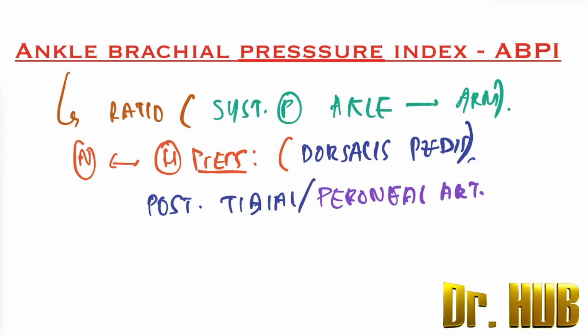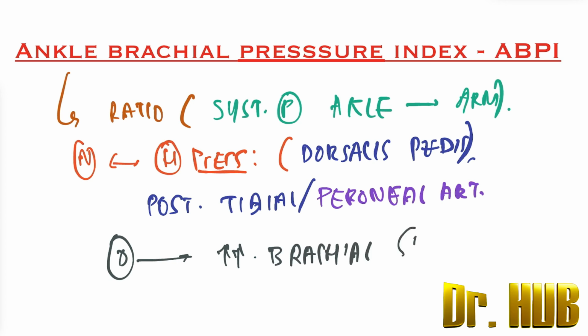And the denominator is the highest brachial systolic pressure. So we saw the numerator. Now when you look at the denominator, it is the highest brachial systolic pressure. Now let's look at the readings and the findings.